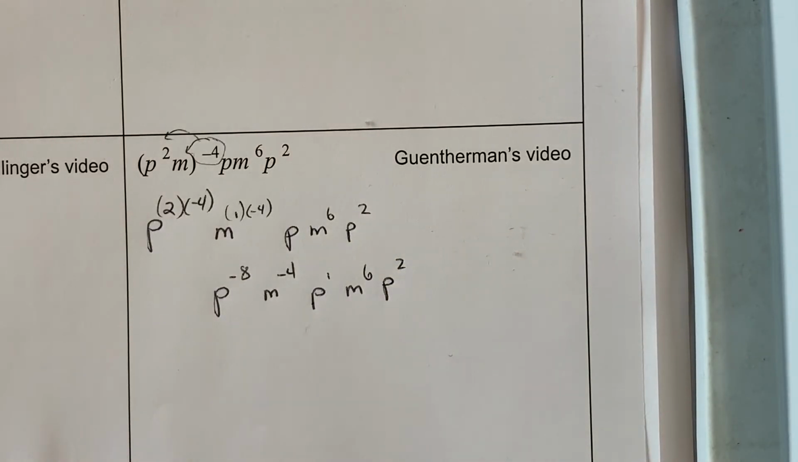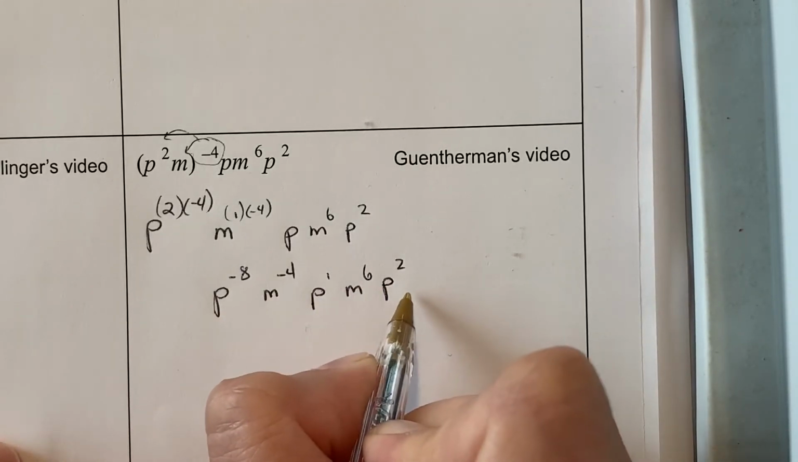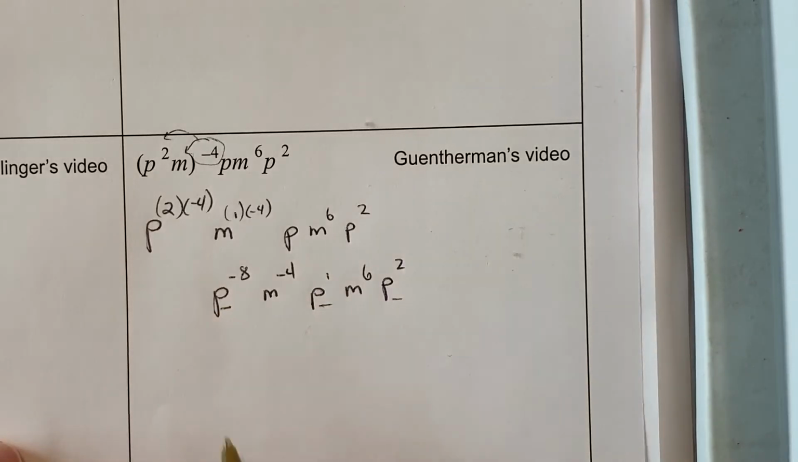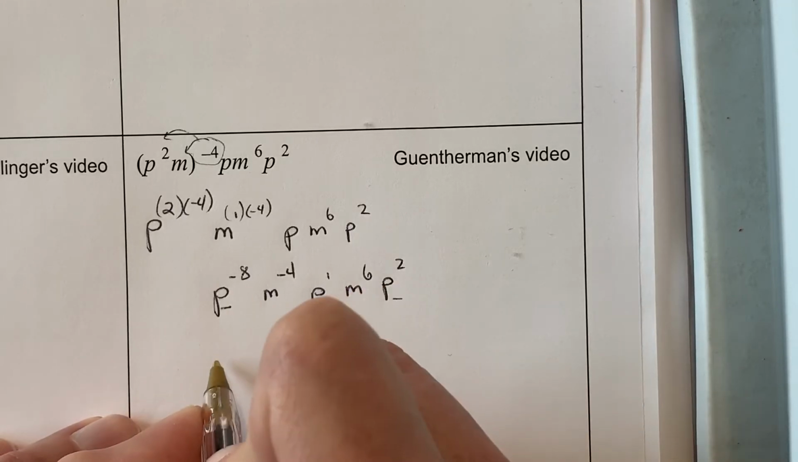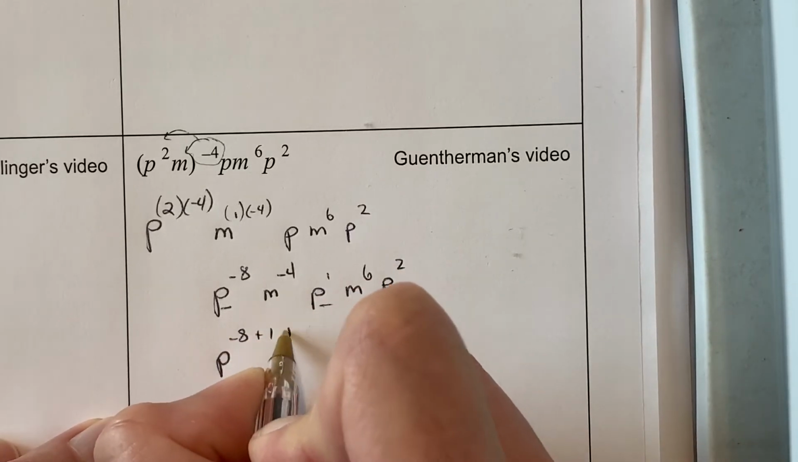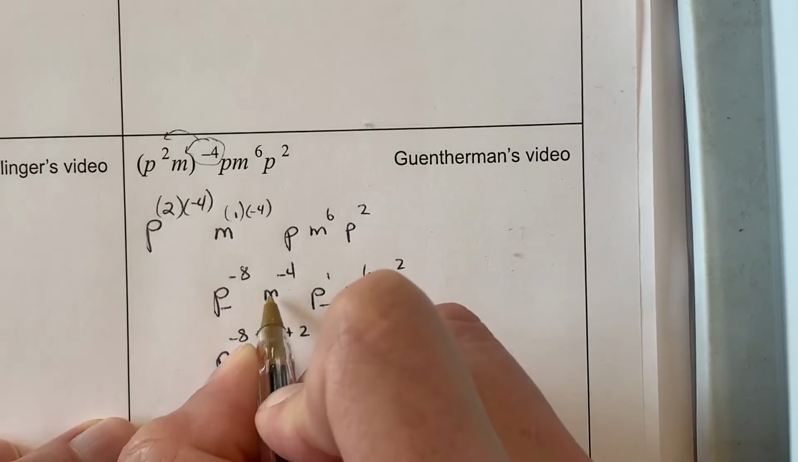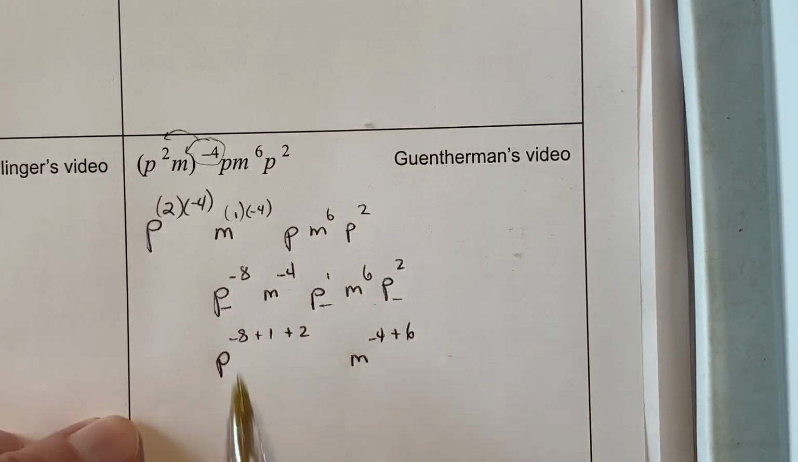Now using our rules, we can combine like terms, and since we're multiplying these, we will add the exponents. So we have p and p. I'm just going to rewrite these, I'll show the additional steps. So it's p to the negative 8 plus 1 plus 2. And then I'll look at the m's. m to the negative 4 plus 6.